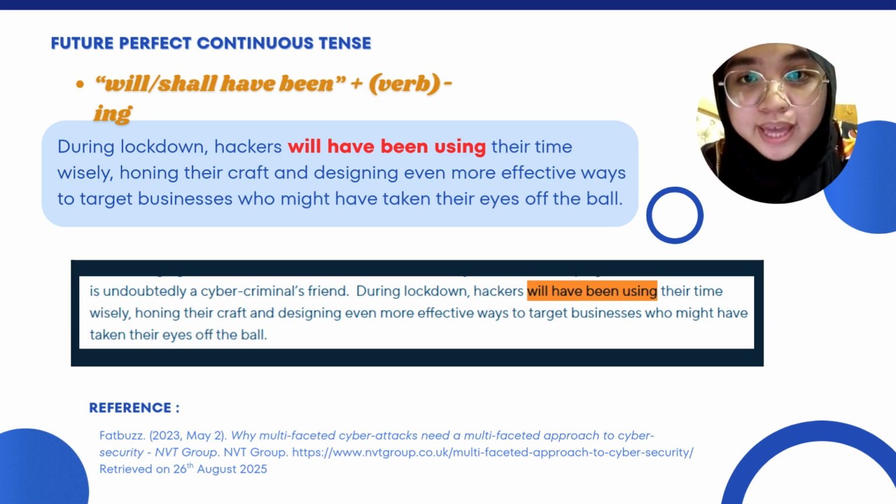During lockdown, hackers will have been using their time wisely, honing their craft and designing even more effective ways to target businesses who might have taken their eyes off the ball. So, in this sentence, we can see that there are the words will have been followed by a verb with ing, which is using. So, the phrase will have been using shows that the action is a continuing process during the specified future time given, which is the lockdown. And by the end of the lockdown, this action will be completed.